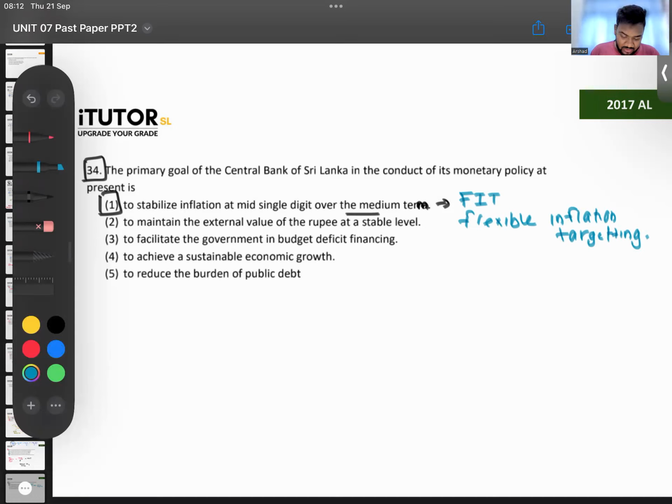Why can't we use the fourth one? To achieve sustainable growth. That's not the primary goal, guys. The main goal of having the monetary policy is to keep inflation stable. If you keep inflation at a stable level, then eventually economic growth, unemployment, everything else will become stable. The main goal of the monetary policy is not to maintain economic growth. Okay.